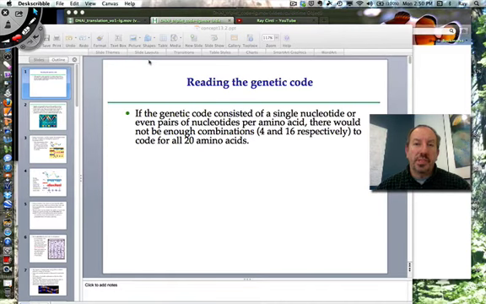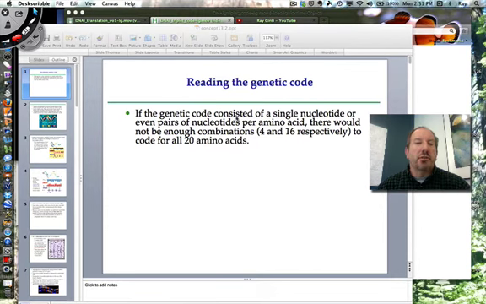Everyone, it's Mr. Sinti, and today I'd like to talk to you about reading the genetic code, or if you will, cracking the genetic code. And it is kind of like a secret message, and the message, as you may know, is in the sequence of nitrogen bases in DNA and also in messenger RNA.